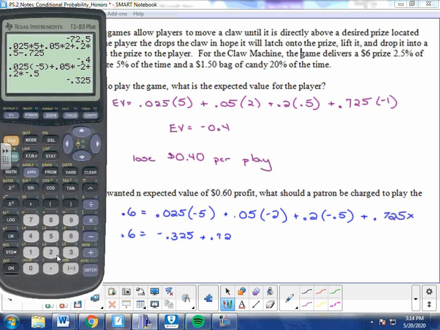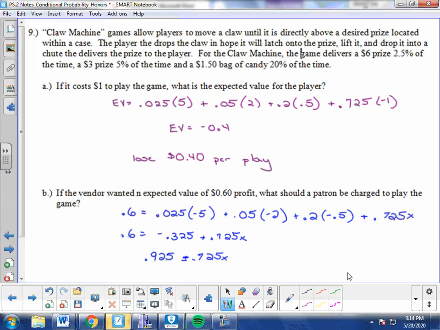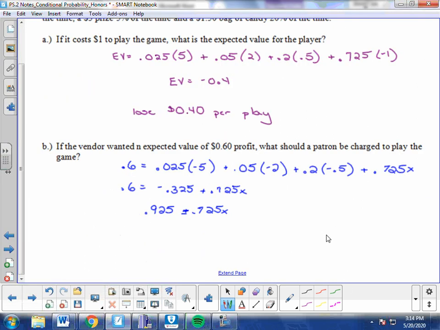plus 0.725x. Now I can solve for x, so add 0.325 to both sides. So this is 0.925 equals 0.725x. And finally, I can divide by 0.725. And now I can come up with the value that I should charge.